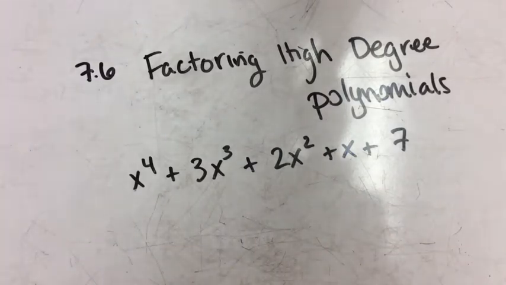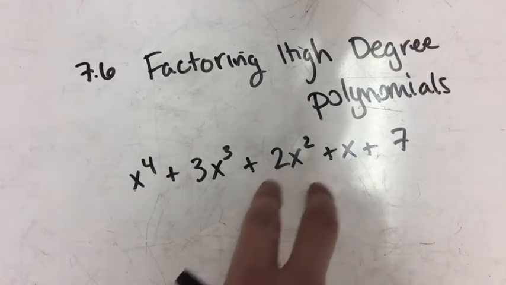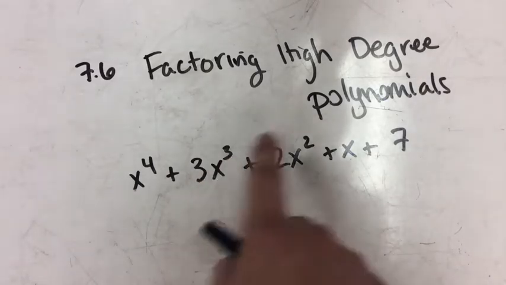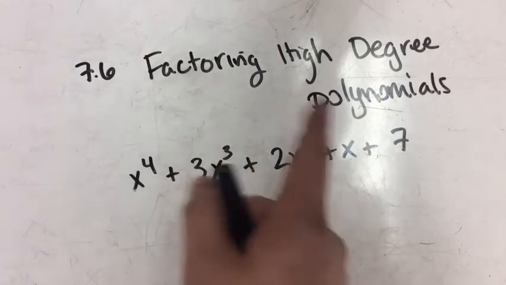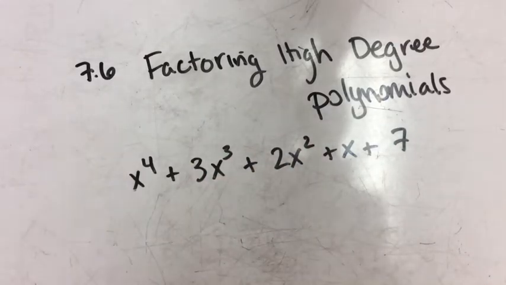Okay, so the next section is called 7.6, which is factoring high degree polynomials. By high degree, they're talking about things that are bigger than squares that we don't have a technique for. We had difference of cubes, but this doesn't look like a difference of cubes or a sum of cubes. This just looks like a polynomial chain where the highest degree is 4.